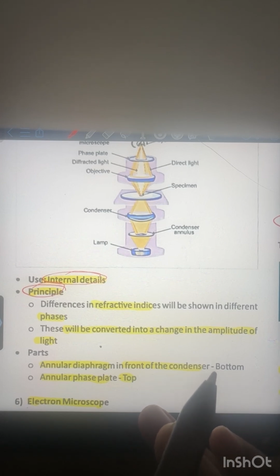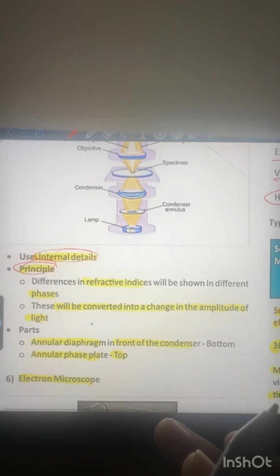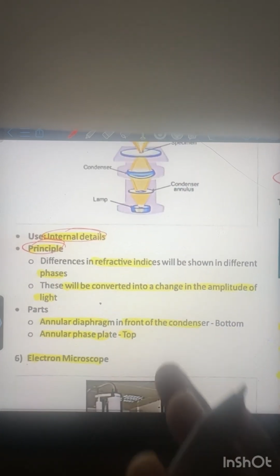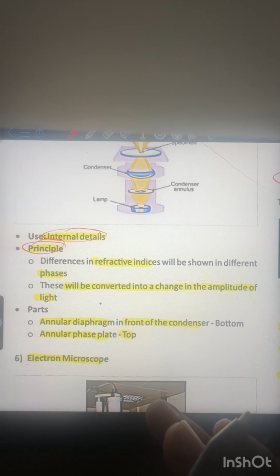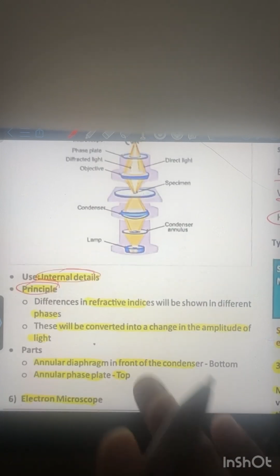These are extra things, ma'am, that I can see. I can see an annular diaphragm, or a kind of annulus, a ring that has been placed ahead of the condenser, and I can see a phase plate that has been added. This will help me in maintaining that refractive index change, and will help me in knowing the internal details, right? Let's move on to the next one.